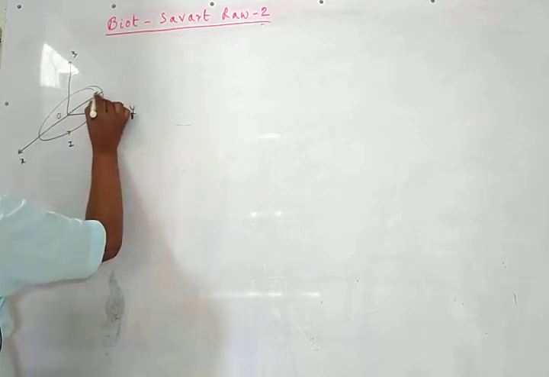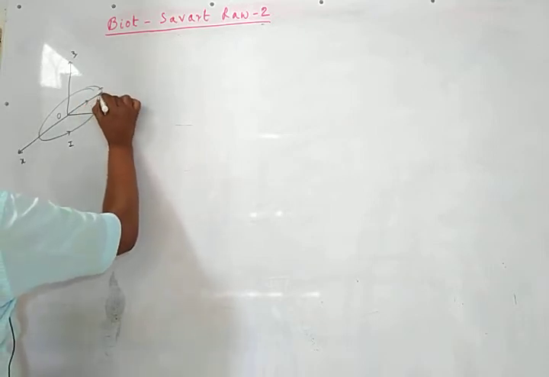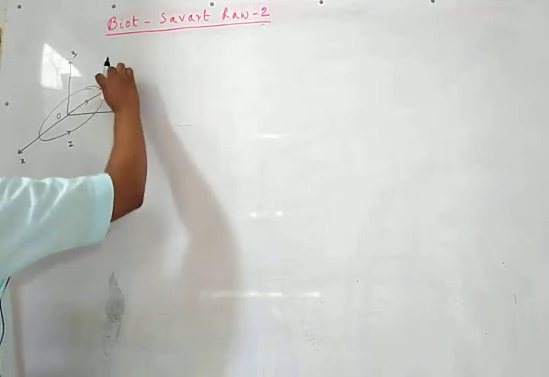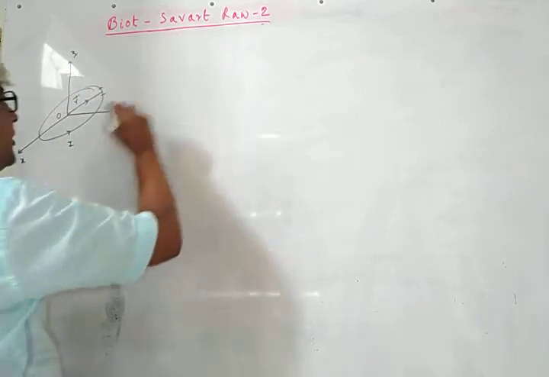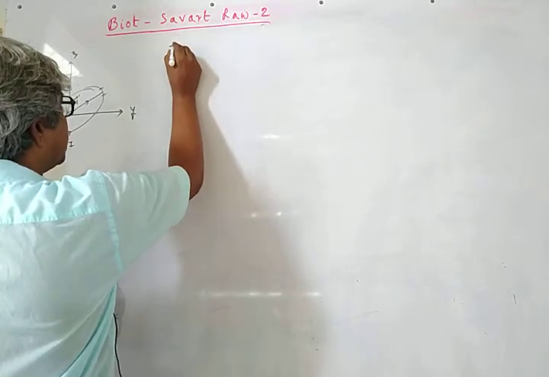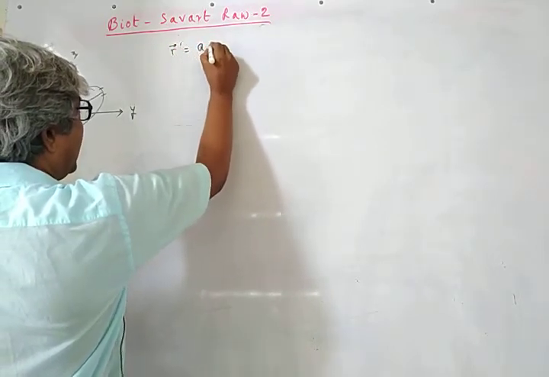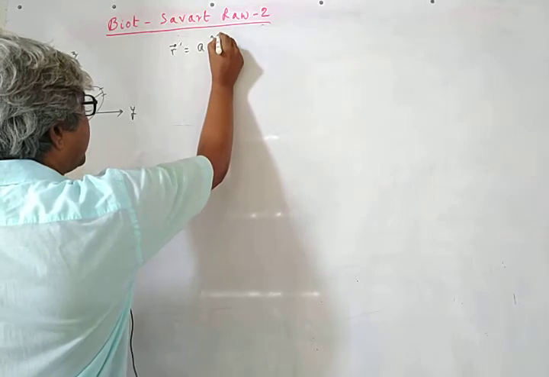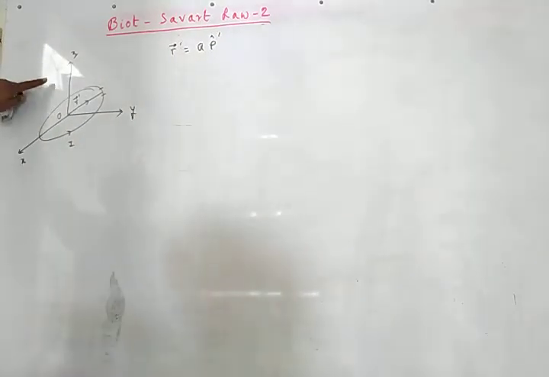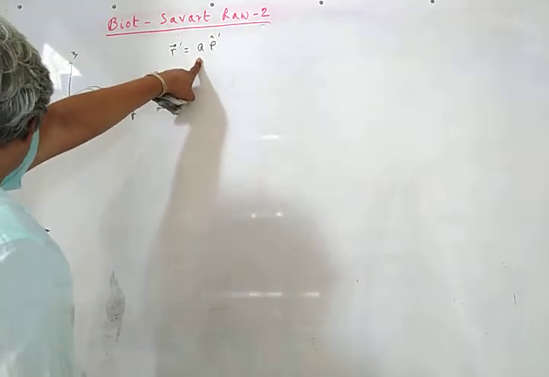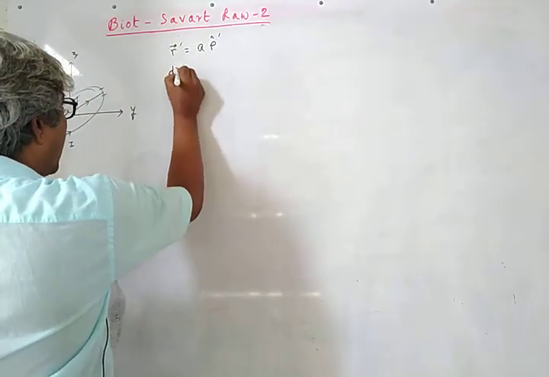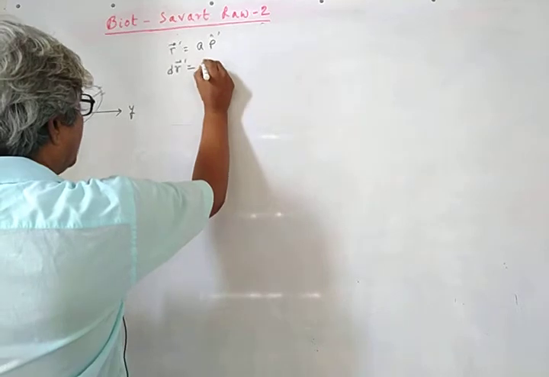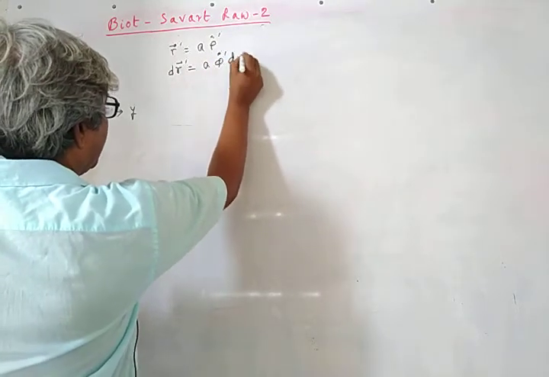If we consider a point on the circle, then at any point on the circle, the position vector of the source point is a rho prime cap. Here again we use the cylindrical coordinate system due to the symmetry of the problem. So a is the radius of the circle and rho prime is the radius vector. So dr prime is equal to a phi prime cap d phi prime.